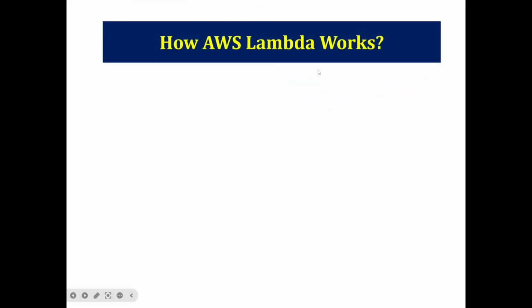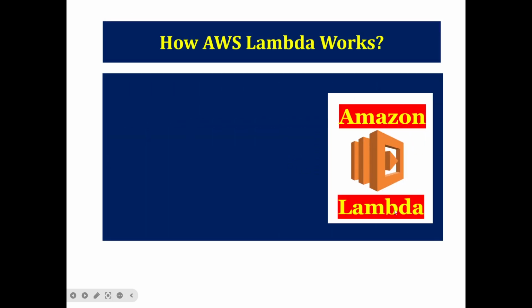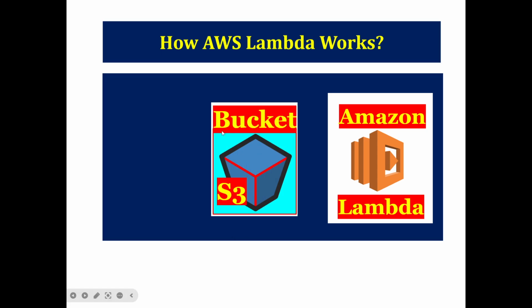Now let us understand how AWS Lambda works. First of all, we can go to our AWS console, and there we can select the AWS Lambda service, and we can create our AWS Lambda function using languages like Python, Node.js, Java, or Go. We can choose any language and create our AWS Lambda function. Once our Lambda function is created, we need to create a source. A source is basically where our event originates.